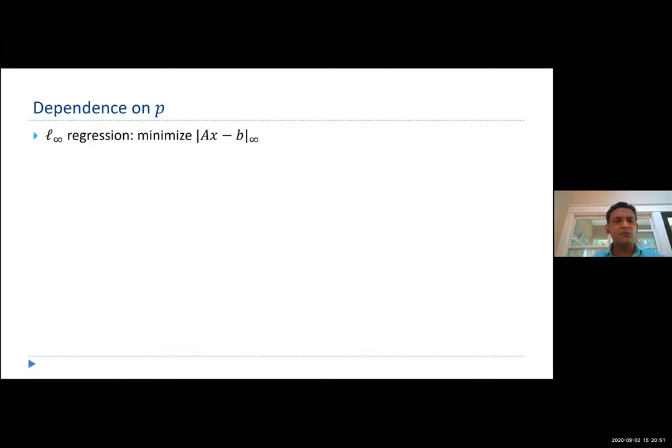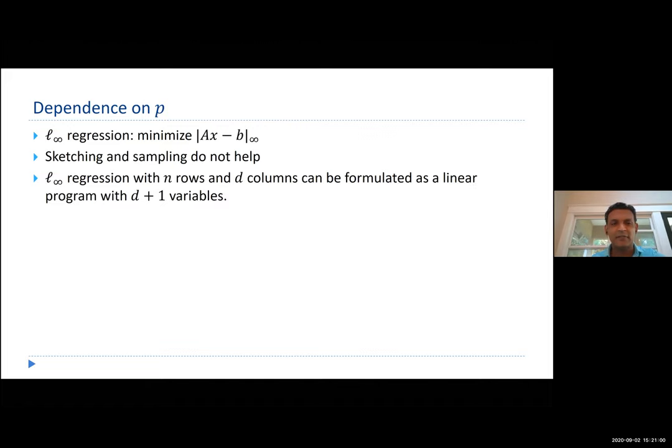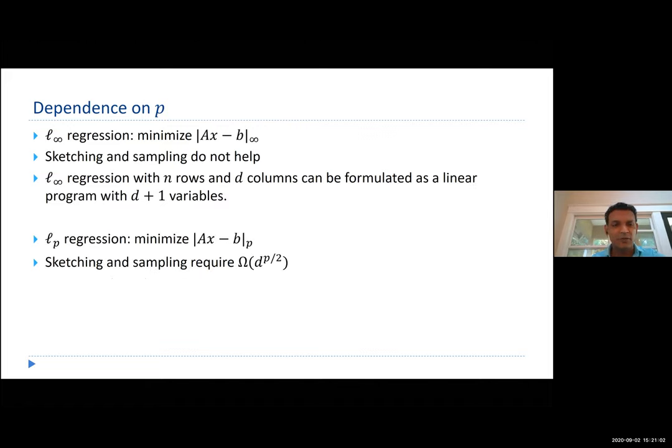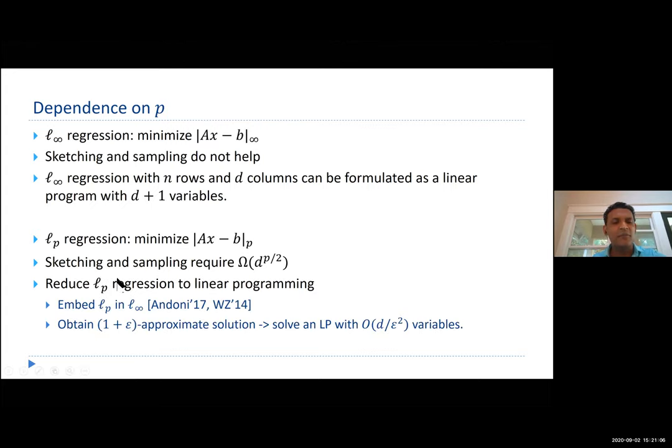Similarly, if you look at the dependence on p, perhaps the most interesting case is when p is infinity, when you want to minimize the infinity norm, the maximum deviation. Here sketching and sampling really don't help much. We have this d to the p over 2 type of lower bound. However, it can be reduced to linear programming, right? And by embedding LP in L infinity, you can also get a 1 plus epsilon approximate solution by solving an LP with roughly d over epsilon squared variables. So this linear programming based approach is known.